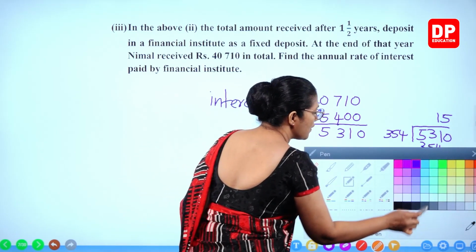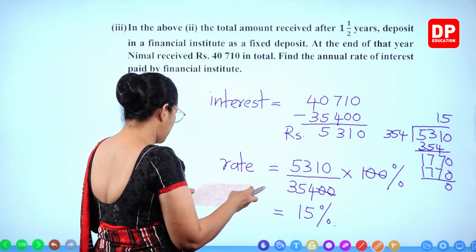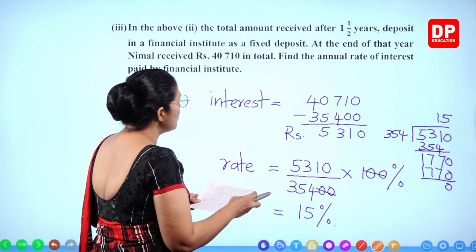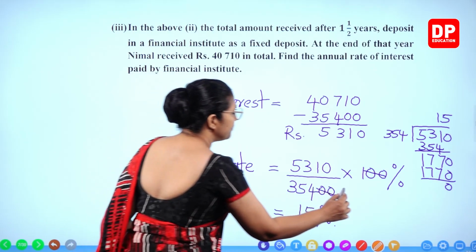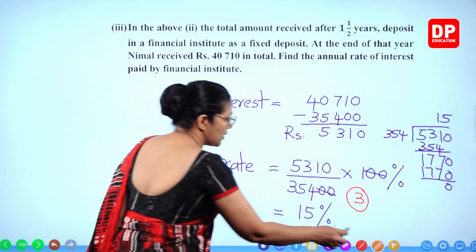So how many marks for that? You are getting 3 marks for finding the annual rate. So we gave altogether 10 marks for the whole question.